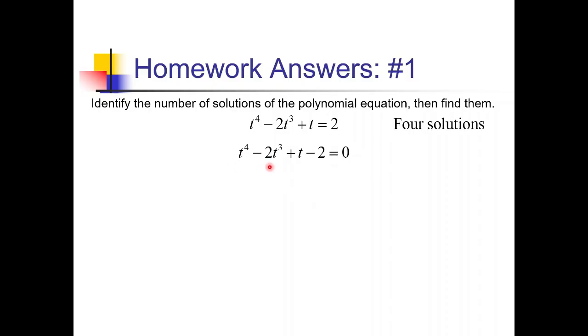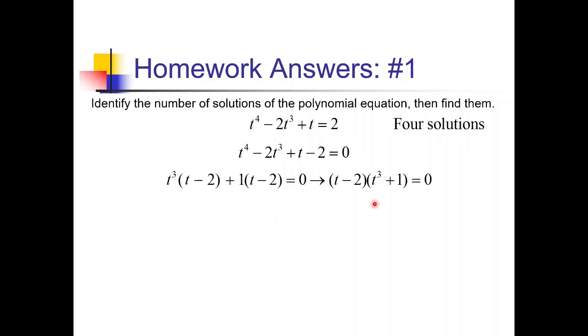So for the first 2 terms, I can take out a t cubed. That leaves me with a t minus 2. And then for the next 2 terms, the only thing I can take out of there is a 1, which also leaves me with t minus 2. So t minus 2 is actually a common factor for both of those. That comes out. And then I have t cubed plus 1 as my other factor.